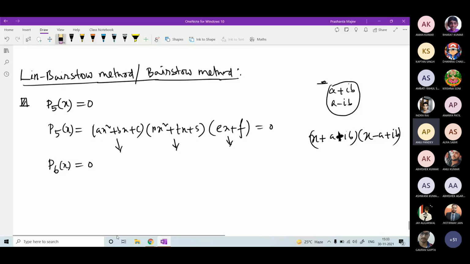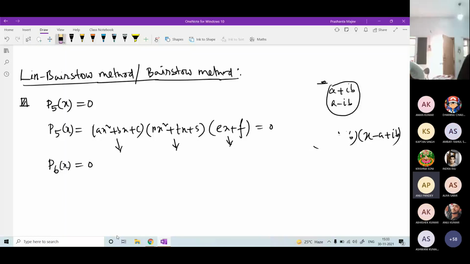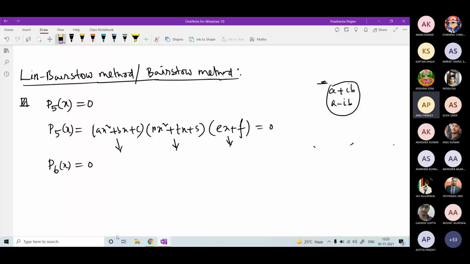Let me write down clearly. So the two roots are, one is alpha, another is beta. Suppose this root is alpha and this is beta. Then the factor will be x minus alpha into x minus beta. Now put a plus ib and a minus ib in place of alpha and beta and multiply, you will get a quadratic factor with real coefficients. Check it whether you are getting it or not.